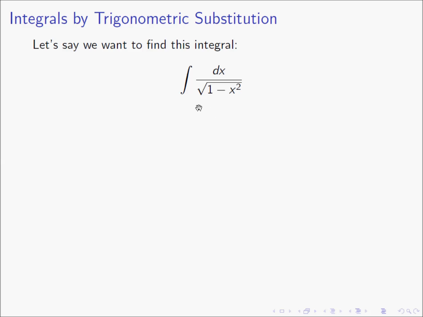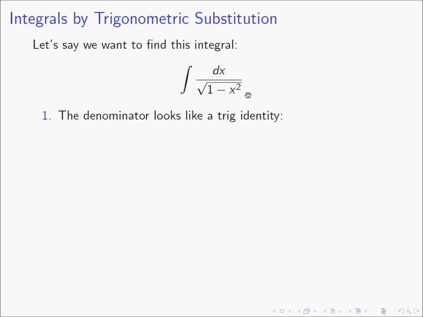Say that we want to find this integral here. You won't be able to solve this integral using simple u substitution, because here you don't have the variable x in the numerator. You may solve this integral using integration by parts, but it will be a lot of work.